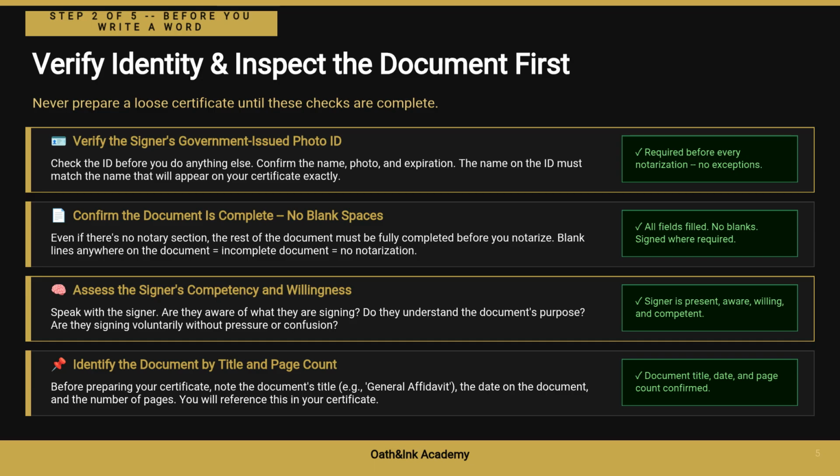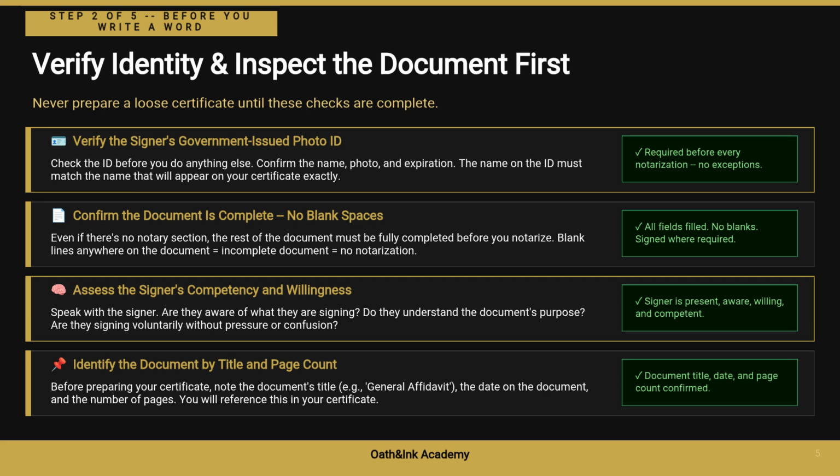Then assess the signer. Have a brief conversation. Are they lucid? Do they understand what they're signing? Are they signing willingly, without pressure? If anything feels off, they seem confused, frightened, or coerced, trust that instinct and decline. Keep in mind that step 4 of this pre-check is one many notaries overlook.